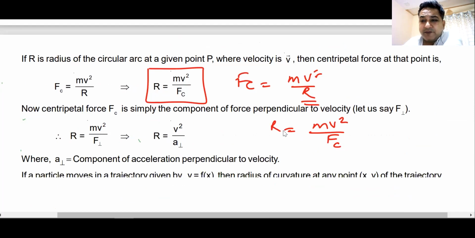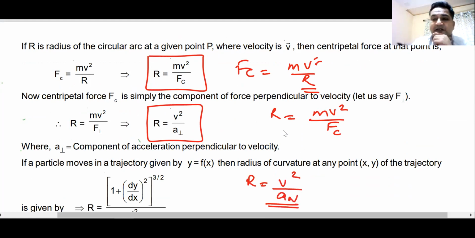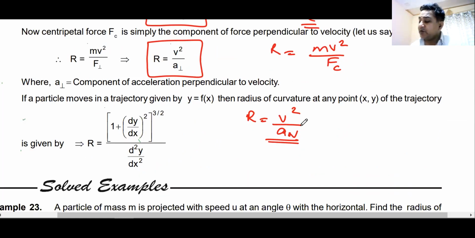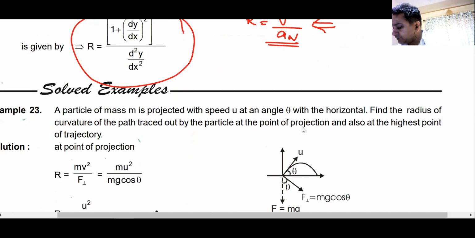F by m will be perpendicular or normal acceleration. So you can write the radius of curvature as v square divided by a normal. If you want to do it for a two-dimensional body, you can always use this bigger formula, which has been derived from this formula. Please note down this formula. I've given you the sheet. The formula is in the sheet. Please use it.